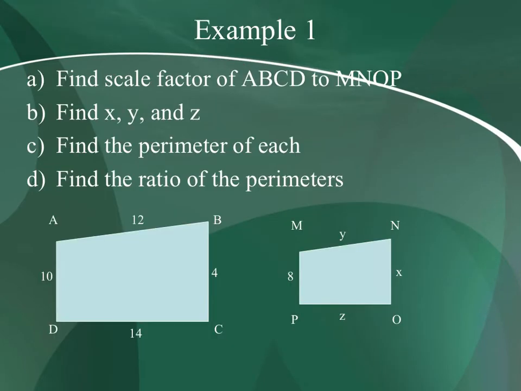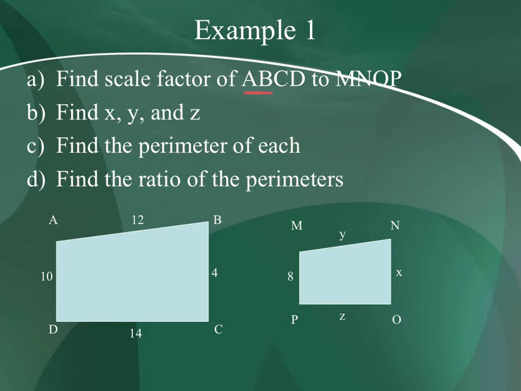It wants us to find the scale factor, and again, watch the order. So from the larger quadrilateral ABCD to the smaller one, MNOP. Now, what I need to do is figure out which side matches with which. Now, in this picture, they're sitting exactly the same way. You have to be careful because sometimes they might turn one of the figures on its side or turn it upside down. And the way that you can tell which side matches with which is to look at the order of the letters in the statement.